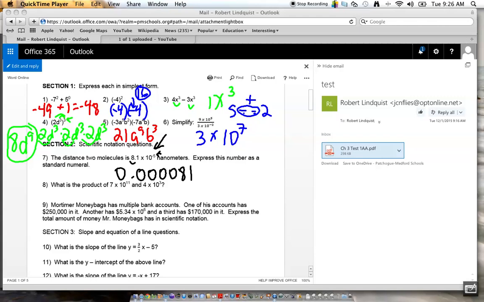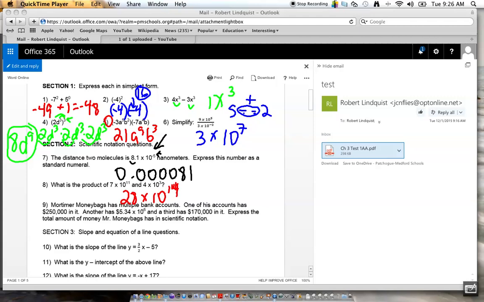All right. Now we have to do numbers 8 and 9. What is the product? Product means multiply. 7 times 4 is 28. Now add coefficients, just like number 5 before. We're multiplying coefficients, adding exponents. Times 10 to the 14. But there's a problem with that.